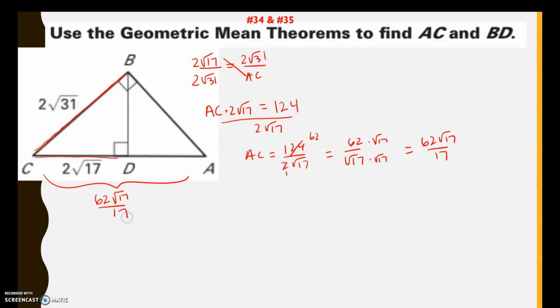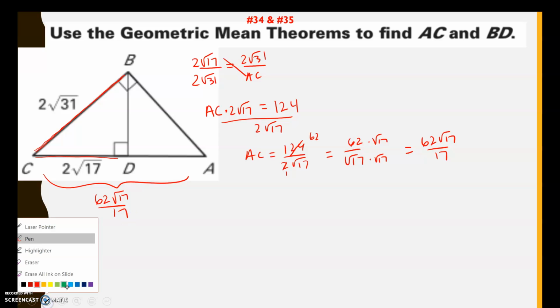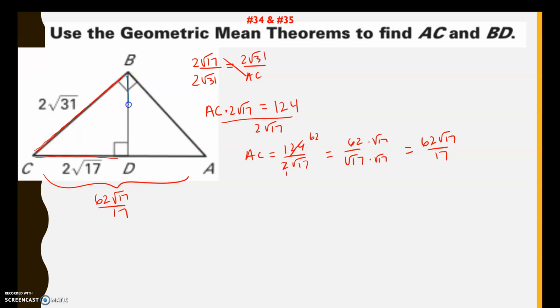And it's asking me to find the length of BD. For BD, I'm just going to use the Pythagorean theorem for this triangle right here. So I'm going to have BD squared plus 2 rad 17 squared, and that's going to be equal to 2 rad 31 squared. 2 rad 17 squared, so 2 times 2 is 4, and 4 times 17 is 68. That's equal to 2 rad 31 squared, so 2 times 2 is 4, and 4 times 31 is 124.